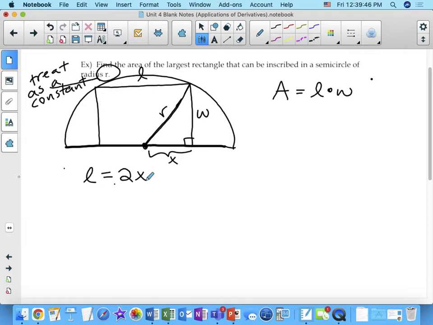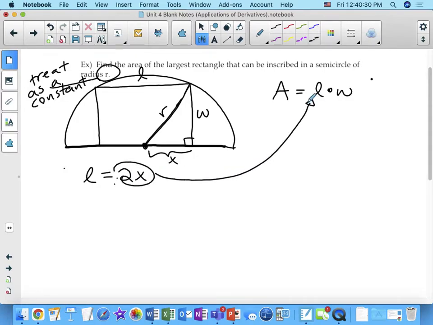So let's say we want to express area in terms of x. Now we have a way to express length in terms of x. That's good. Can we express the width in terms of x? How could we get an expression for the width using the variable x? Yeah? Wouldn't it be like x squared plus w squared is equal to r squared? Exactly, Pythagorean Theorem. So we can take this and sub that in there.